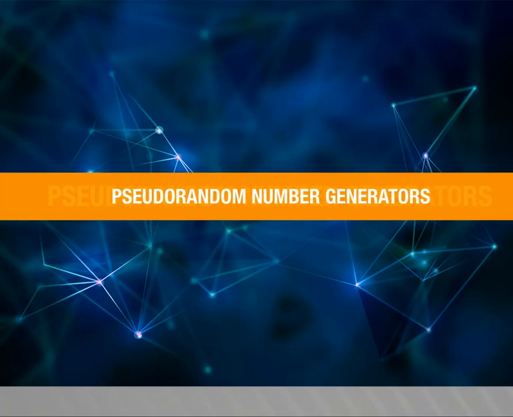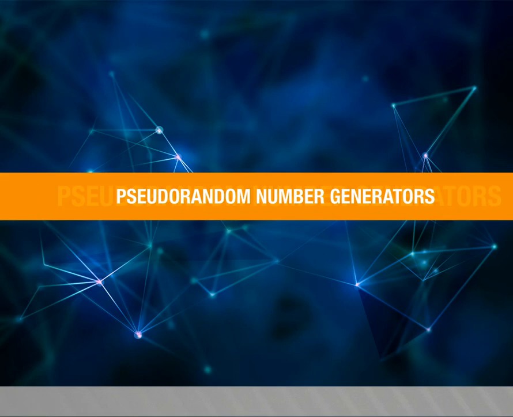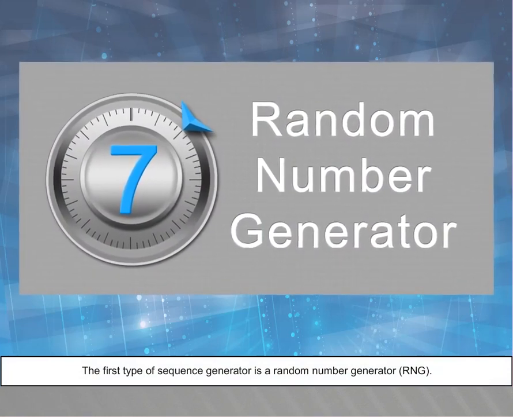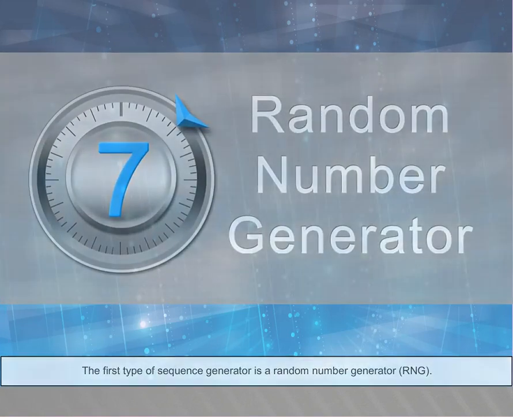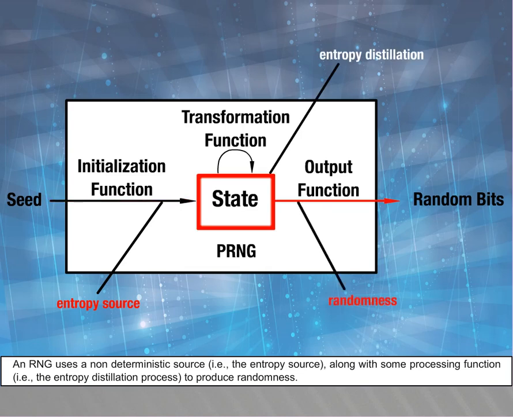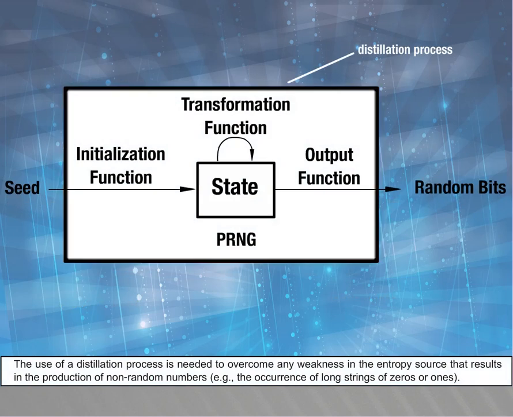Pseudo-random number generators. In this video, we are going to see about pseudo-random number generators. The first type of generator is a random number generator, RNG. An RNG uses a non-deterministic source, that is, the entropy source, along with some processing function, that is, the entropy distillation process, to produce randomness. The use of a distillation process is needed to overcome any weakness in the entropy source that results in the production of non-random numbers, for example, the occurrence of long strings of zeros or ones.